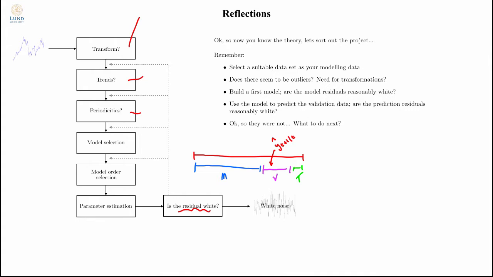But what if your predictions are pretty bad and you're looking at the residuals and they're clearly not behaving in the way you expect them to do? What should you do then? What should you be looking for? So let's look at some of the issues that might be worth considering then.